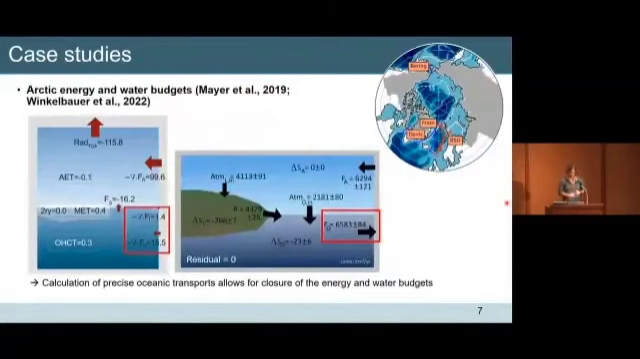Then we've also performed some studies in the Arctic, assessing the energy and water budgets. So already back in 2019, Michael Mayer introduced new observation-based estimates of the coupled energy budget, also including ocean reanalysis. And in 2022, we duplicated the study for the water budget, and we were able to also close the water budget using a variational optimization approach and including ocean reanalysis for the transport estimates.